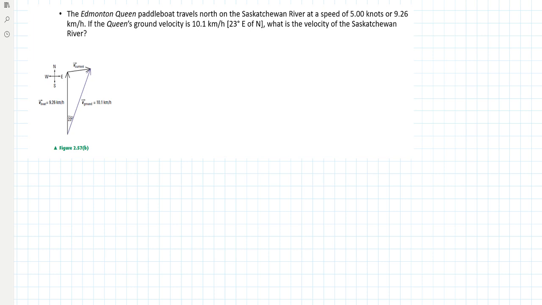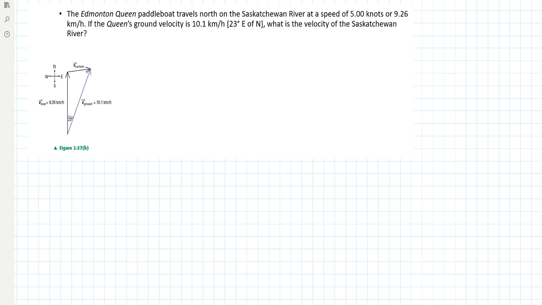Okay, this is another example from the Pearson Physics 11 text. It is on page 98, example 2.8. It says the Edmonton Queen paddleboat travels north on the Saskatchewan River at a speed of 5 knots, or 9.26 kilometers per hour. If the Queen's ground velocity is 10.1 kilometers per hour, 23 degrees east of north, what is the velocity of the Saskatchewan River?